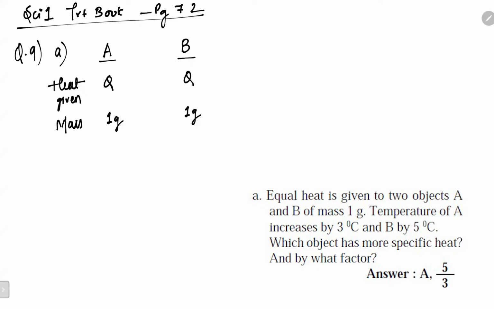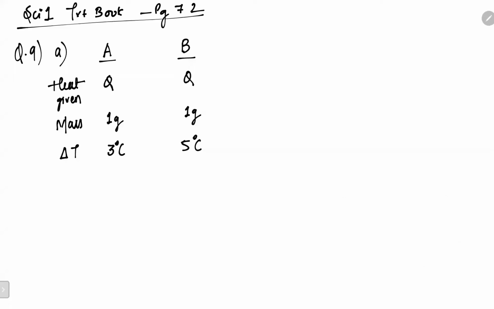The increase in temperature of A is 3 degrees Celsius, so I will write the change in temperature. The change in temperature of A is 3 degrees Celsius, whereas the change in temperature of B is 5 degrees Celsius. The question is, which object has higher specific heat? I generally use S for specific heat, however your textbook says use C, so I'll be using C henceforth. Let's say the specific heat of A is Ca and the specific heat of B is Cb.